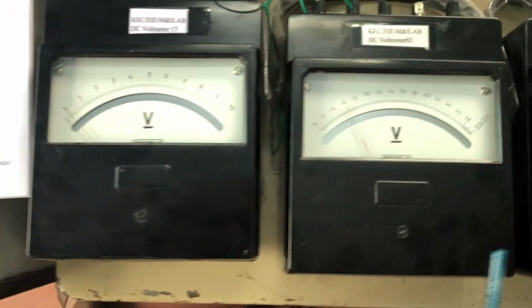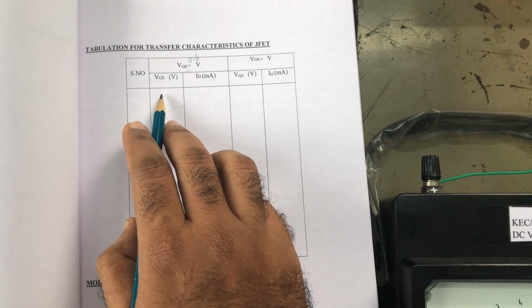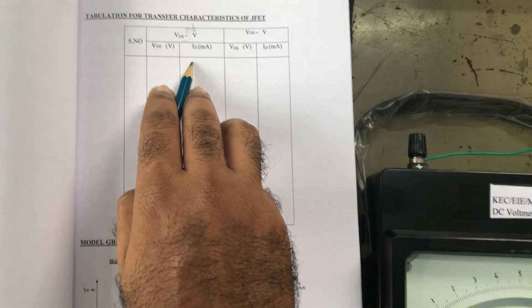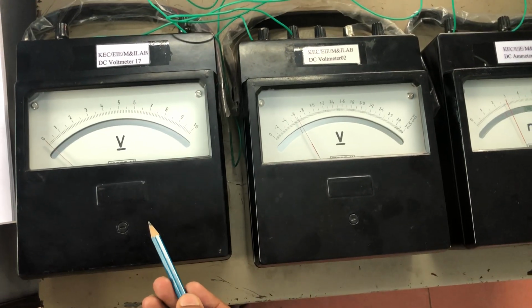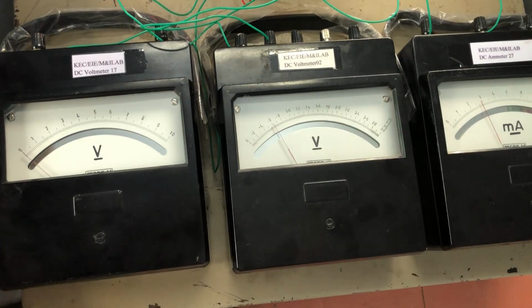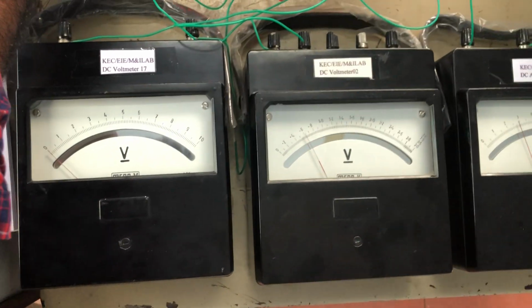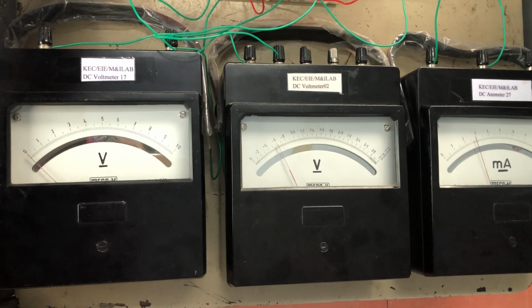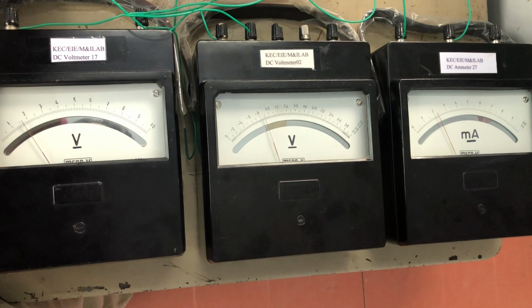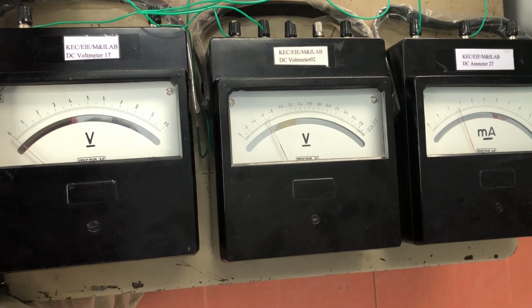Now what is the actual transfer characteristic? VGS and ID: we have to increase the voltage across VGS and check the current. See, this is VGS, this is ID. So here we have to increase some volts. See what happens. If I increase VGS on the voltmeter, the current automatically gets reduced. Alright, this is what we are going to plot.